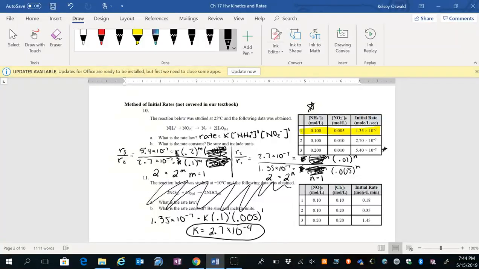Go ahead and work on the rest of the problems in that packet, 11 through 16. Keep in mind that number 14 is pretty tricky, so just know that's a little more challenging than what you'll usually see. And then I'll send out the answer key so that you can check your answers. All right, let me know if you guys have any questions. Good luck.